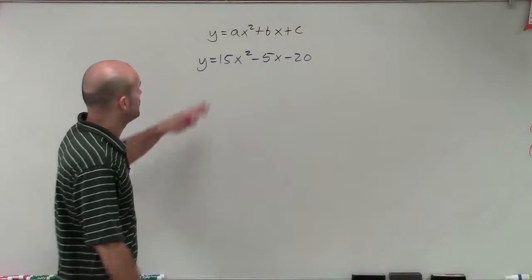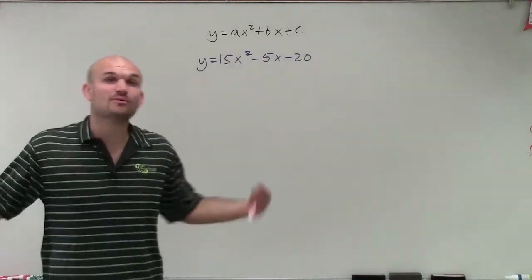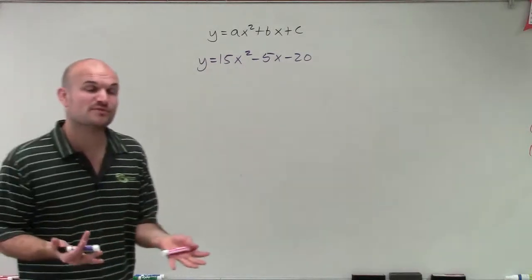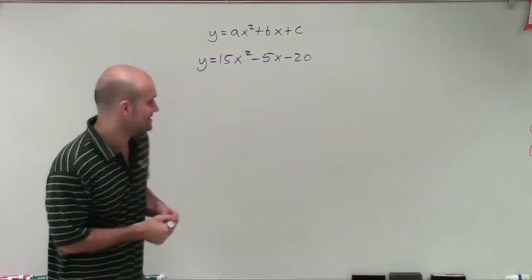Welcome. So what I have here is y equals 15x squared minus 5x minus 20. Remember, we always talked about factoring out our GCF so we could get our a equals 1. But sometimes when we factor out the GCF, our a is still not going to be 1, and that's going to be the case here.